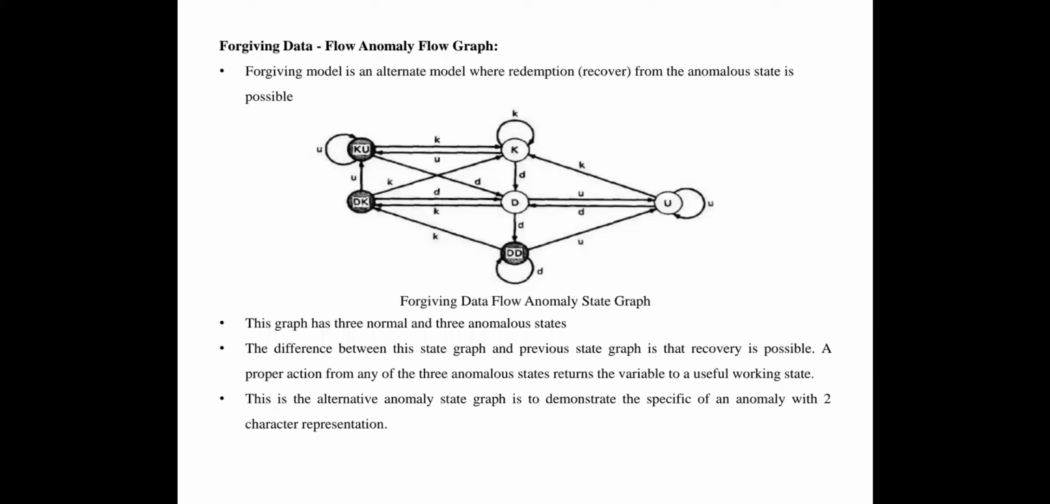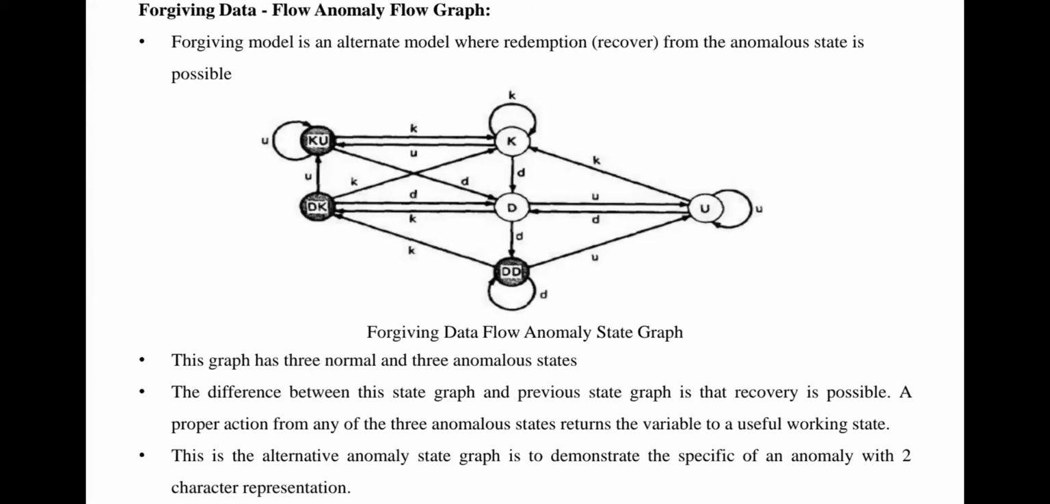So next, the same state graph is represented with forgiving data. In the previous case, we said that in the unforgiving model, the variable becomes an anomaly. It can never return to a working state. Okay. But the forgiving model is an alternative model where redemption or recovery from the anomaly state is possible. When it goes to the anomaly state, again it can go to the defined state or usage state. Recovery is possible. That is called forgiving data flow anomaly.